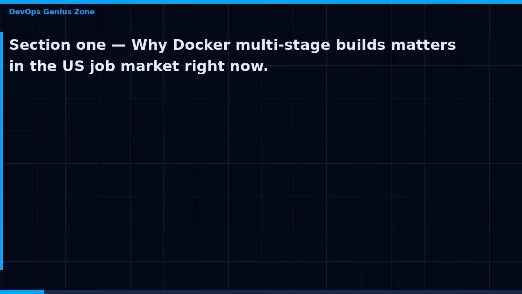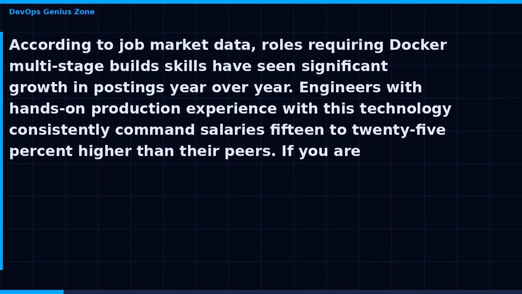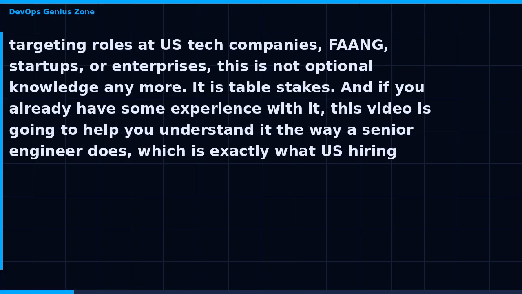Section 1: Why Docker multi-stage builds matters in the US job market right now. Docker is the containerization technology that powers modern cloud infrastructure at companies like Netflix, Amazon, and Google. Every DevOps engineer in the US job market is expected to know Docker deeply. According to job market data, roles requiring Docker multi-stage build skills have seen significant growth in postings year over year. Engineers with hands-on production experience with this technology consistently command salaries 15 to 25% higher than their peers.